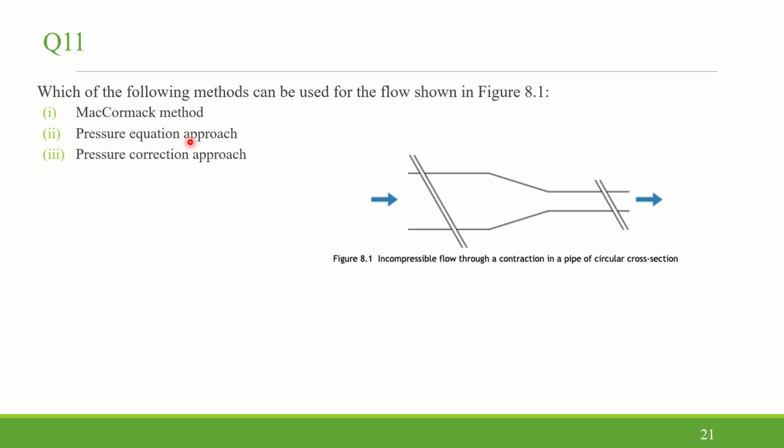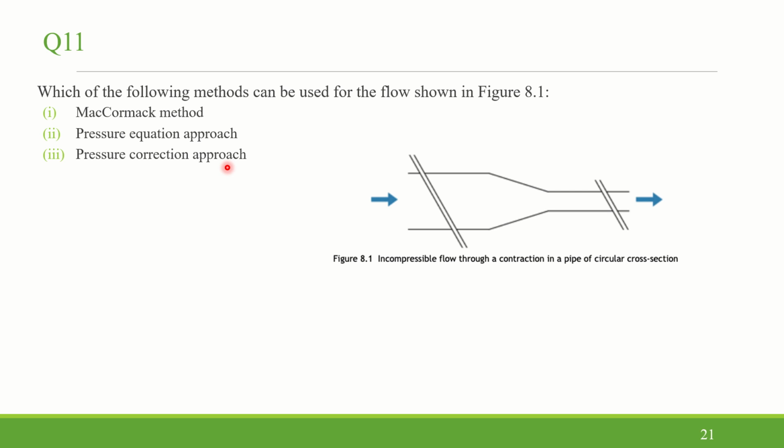So here in figure 8.1, what sort of flows do we have? We have incompressible flows. So what method can be used? We can use pressure equation approach and pressure correction approach as well. Whereas the McCormack method given in statement 1 is an approach used for compressible flow systems. In the question it is asked about incompressible flow through a contraction in a pipe of circular cross section. So first one is false, whereas 2 and 3 are correct. Pressure equation approach and pressure correction approach. Both 2 and 3 are right.